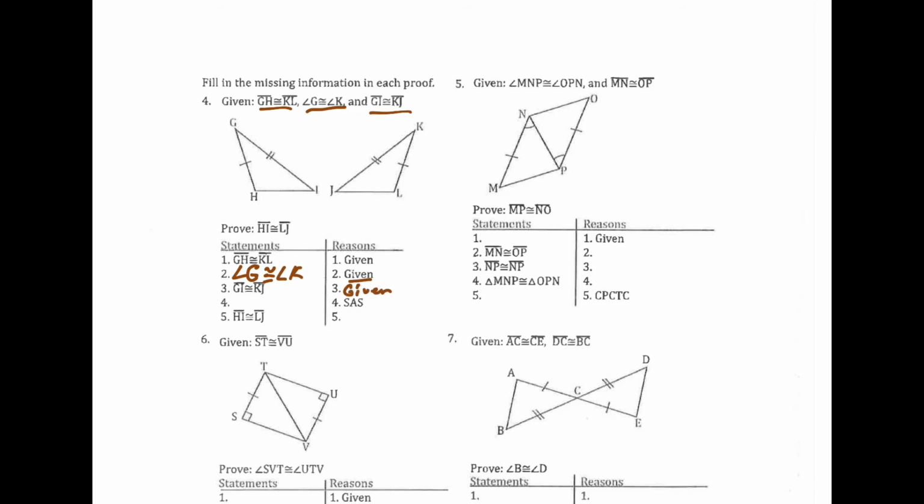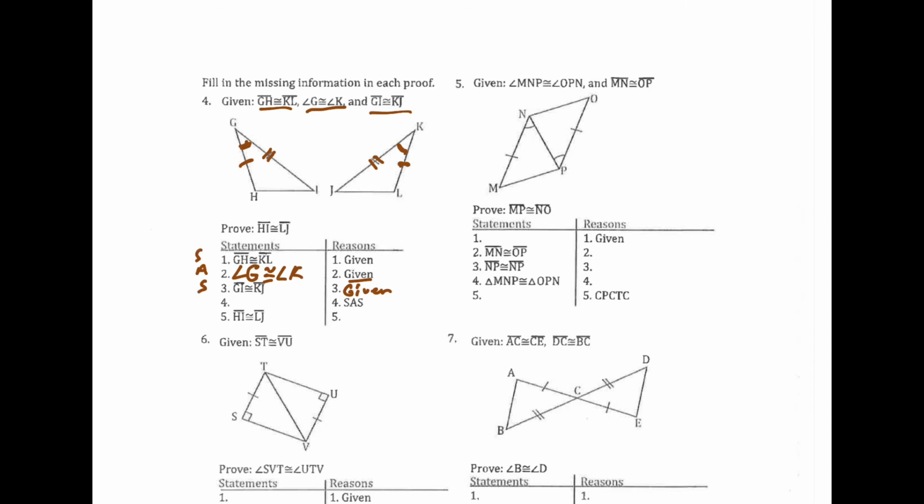And then let's make sure that we put all of this information into our proof. So we have GH congruent to segment KL. We have GI that's congruent to KJ. And then we also have to say that angle G is congruent to angle K. So this is going to be a side, an angle, and then a side. So we are given more than enough information to know that these triangles are congruent.